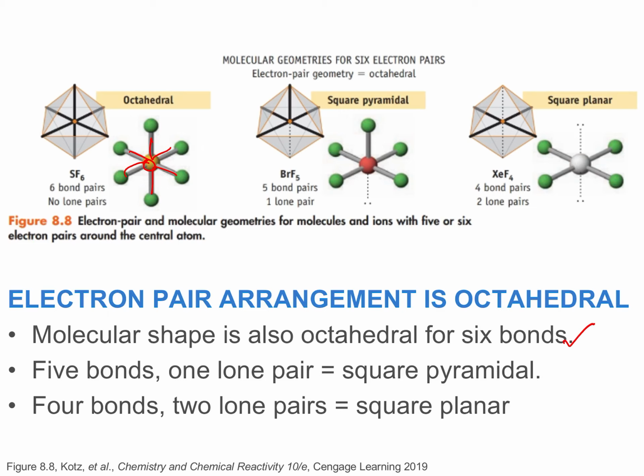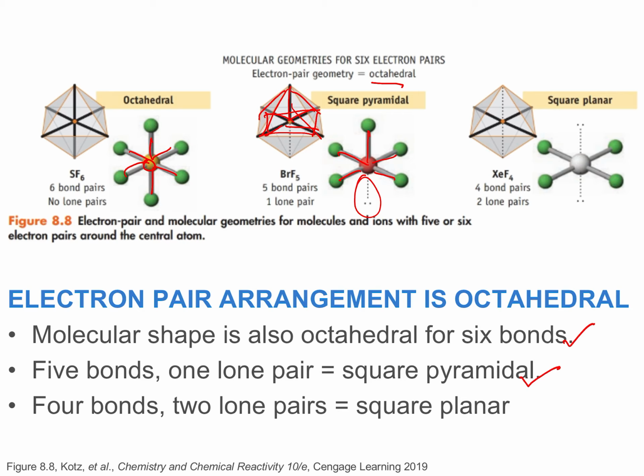What if we have BrF5? We have 1, 2, 3, 4, 5, 6, so we classify its electron geometry as octahedral. But if we just look at the atoms, we have 5 bonds and 1 lone pair. So we get a square pyramid. We can look over here: we have a pyramid right here, we have 1, 2, 3, 4, so the base is a square, and then that's our pyramid. So BrF5 has a square pyramidal molecular shape.